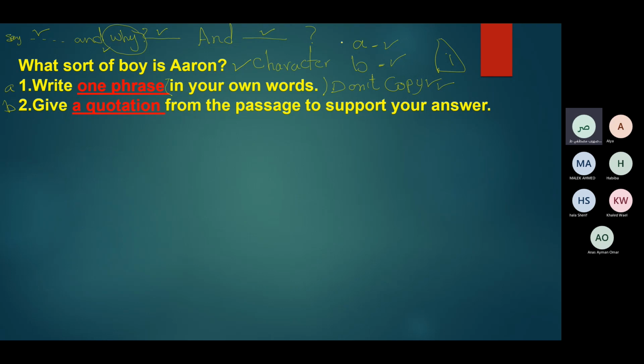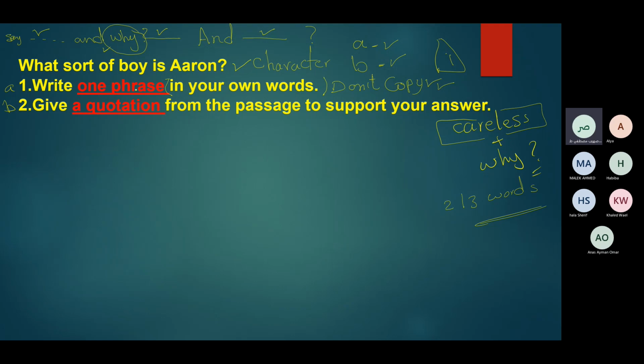Look Anas, your answer is inaccurate. Okay, you said firstly careless. First of all, I didn't ask you why. I ask you only what sort of character is Aaron in one phrase. It means your answer should be 2 or 3 words only. Okay? Listen before you answer, to answer correctly.